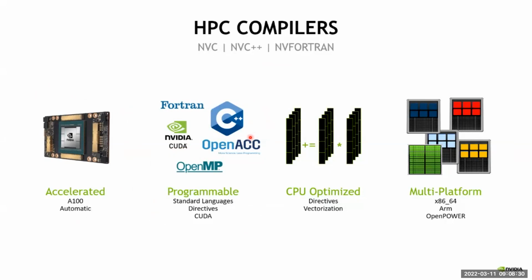Not only are they great GPU compilers, they're great CPU compilers too. They support compiler directives, automatic vectorization, multi-threading, and they're really comparable to other compilers on the market in terms of both capabilities and performance. And they're available on all of the major CPU ISAs, x86, ARM, and OpenPower.